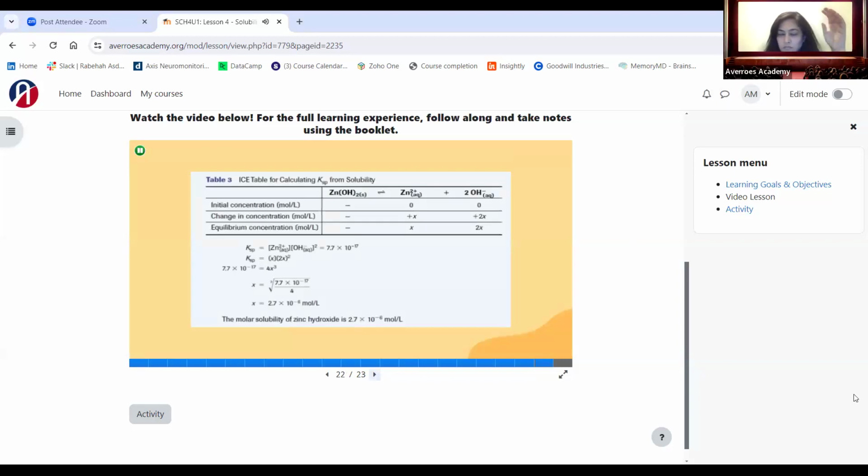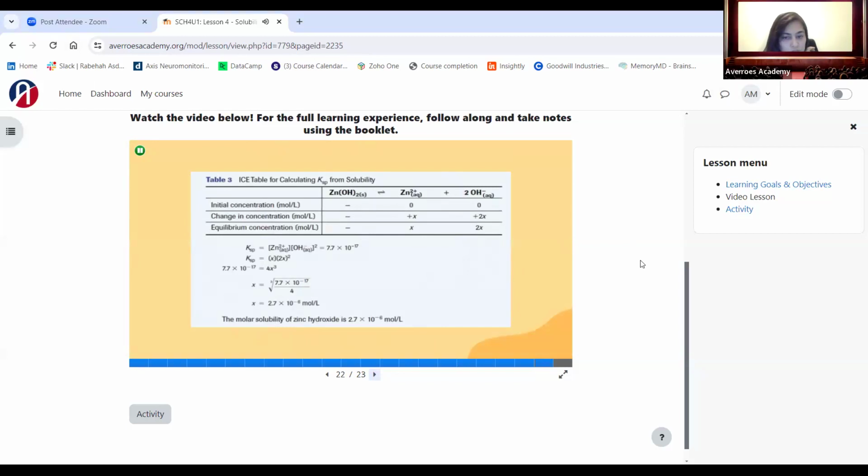So here's our ICE table for calculating our Ksp. I always prefer to use the ICE table. It makes a little bit more sense for me, but however you would like to do it mathematically, that's fine too. So we have our initial concentration, our change in concentration, and our equilibrium concentration of solid zinc hydroxide.